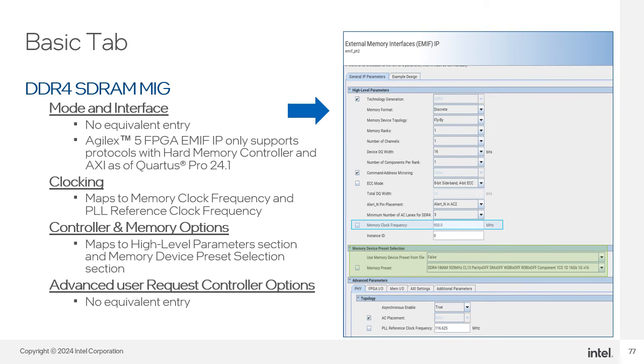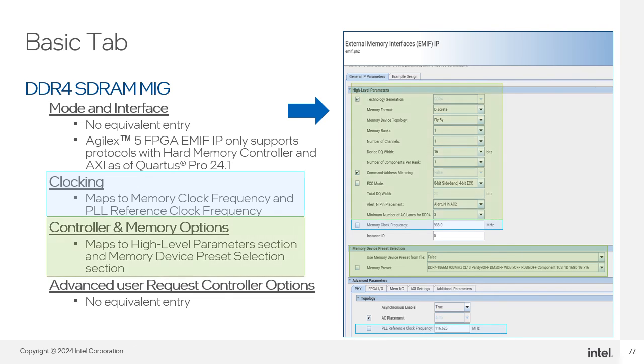In the Basic tab, the clocking section maps to the memory clock frequency and PLL reference clock frequency. The controller and memory options information in the Basic tab are mostly mapped to the high-level parameters and memory device preset selection section in Agilex 5 EMIF IP. Note that there is no equivalent entry for the mode and interface and the advanced user request controller options in Agilex 5 EMIF IP. In some protocol device speed bin combinations, we will be able to achieve a higher memory frequency when enabling the asynchronous access.